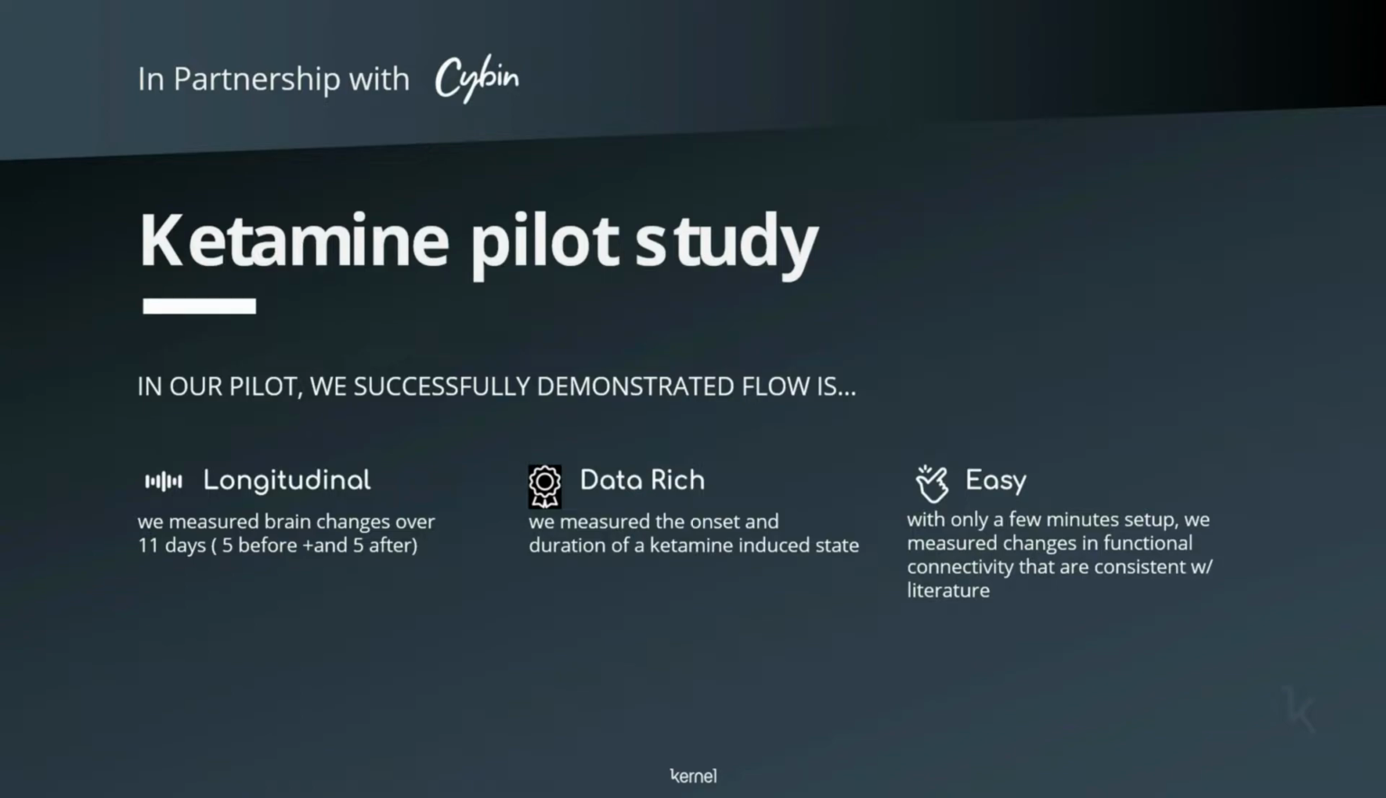So I should also mention during the pilot, we did one participant who was measured for 5 days before using resting state functional connectivity and 5 days after doing the same thing. And so we're able to look longitudinally at what happens before, during, and after the ketamine administration. And so we successfully got 11 days of data captured. We were able to measure the onset of ketamine, so we could see the effect of the drug as it started to work within the brain. And it was really easy.